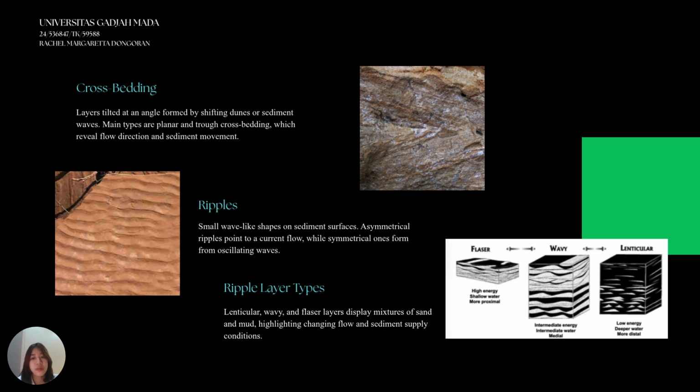Ripples are small wave-like patterns seen on the surface of sediment layers. Asymmetrical ripples indicate a one-way current, like a river flow, while symmetrical ripples form from oscillating wave motion, such as in shallow marine environments. We can also find lenticular, wavy, and flaser bedding, which show alternating layers of sand and mud. These structures usually form in environments where the current conditions change, for example, in tidal flats where water movement varies between calm and energetic.